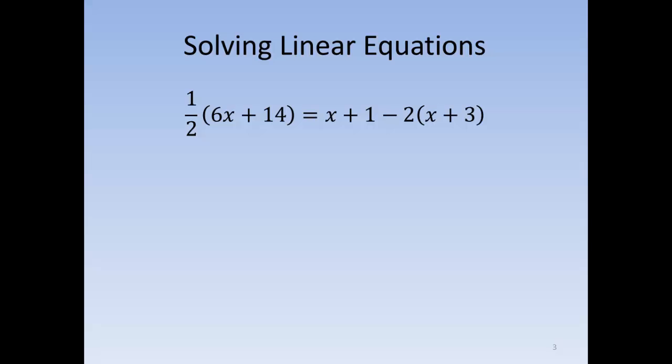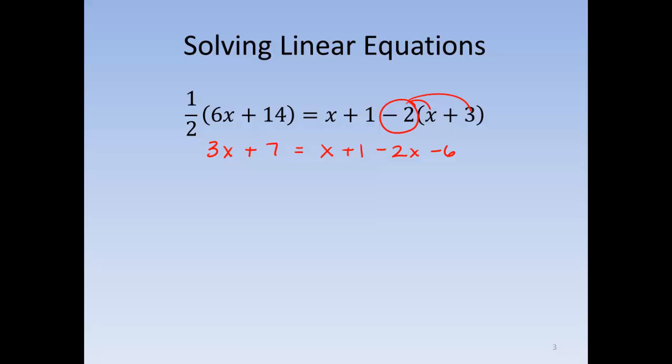On this one, I'm going to again start with distribution on both sides. Here, distributing a fraction, 1/2 means I'm going to take half of 6x, which is 3x, half of 14, which is 7. On the other side, I'm going to have x plus 1 minus 2x minus 6. Remember, I am distributing a negative 2 to both parts of that binomial.